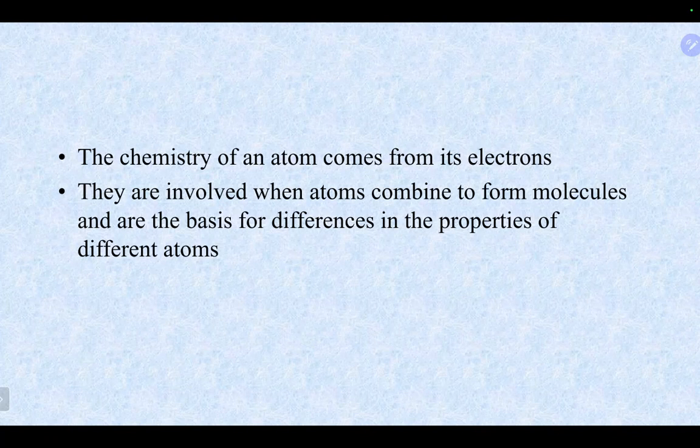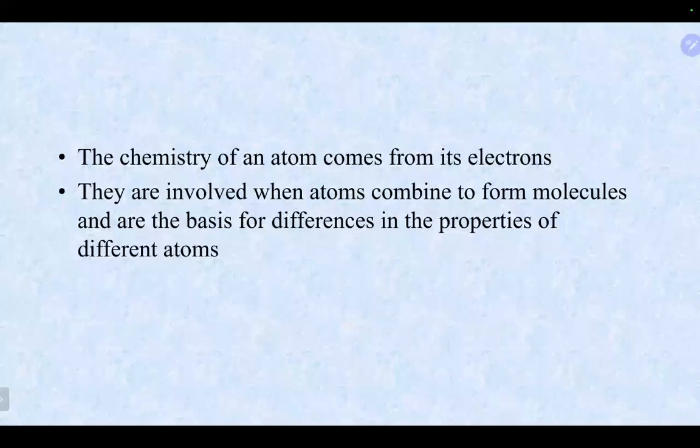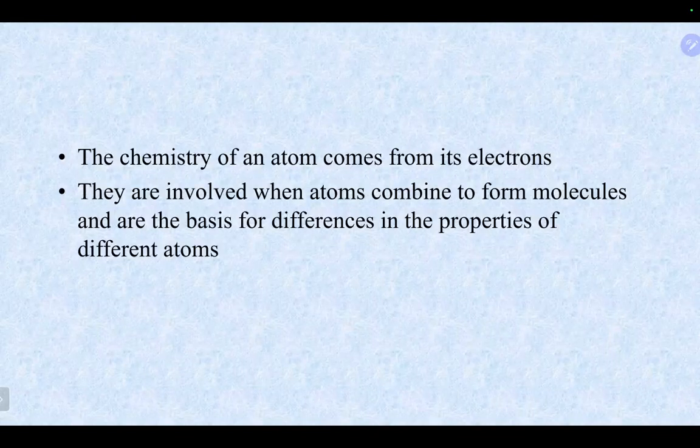So most of the chemistry of an atom comes from the electrons. They are involved in bonding, and it does make sense if you think about electrons being on the outside of the atom. When two atoms come together, it's going to be the electrons that come in contact with each other.